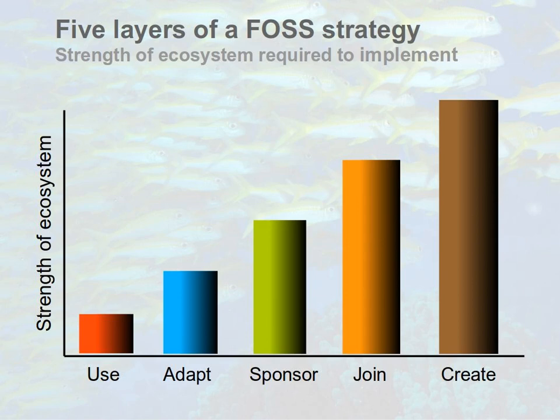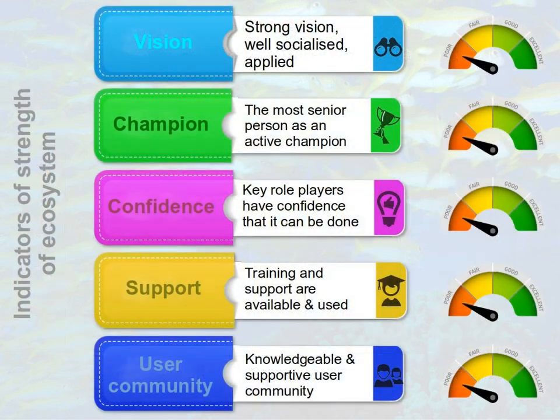So if we look at what kinds of things might contribute to the strength of that ecosystem, we can go back to that vision, people, process, technology, and extract some things. Is there a vision? How strong is the vision? How well socialized is it and applied is it? And if we look at the South African FOSS policy, we do that very poorly. It, in fact, isn't applied at all. There is a vision, but nothing's happening with respect to it.